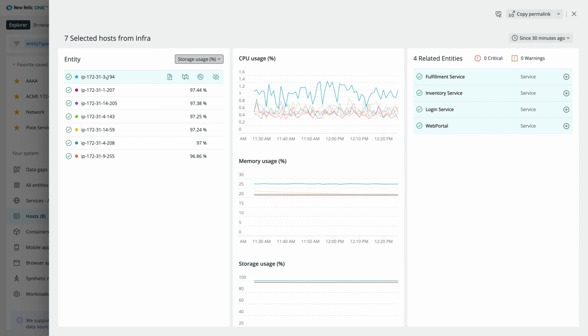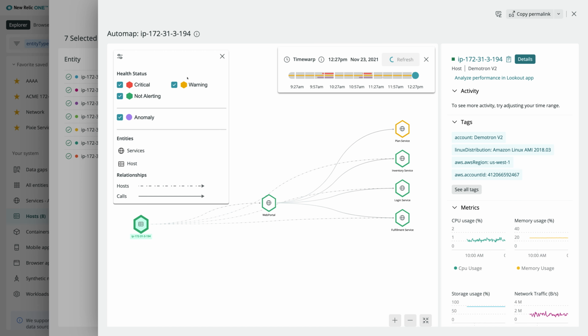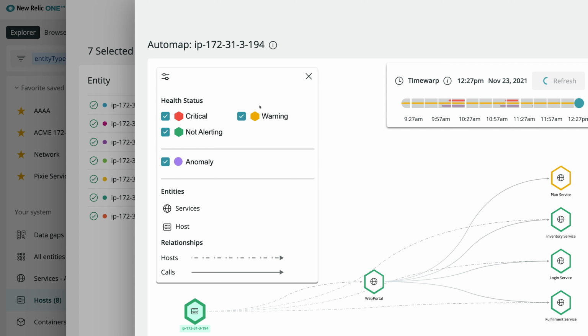Next, let's take a look at AutoMap and check out the topology for this specific host. AutoMap shows us the related entities to this host. Here we can see that this host is connected to the web portal, as well as the inventory, login, and fulfillment services. In the upper left, we can see the health status, as well as anomalies, that we can turn on or off as needed.